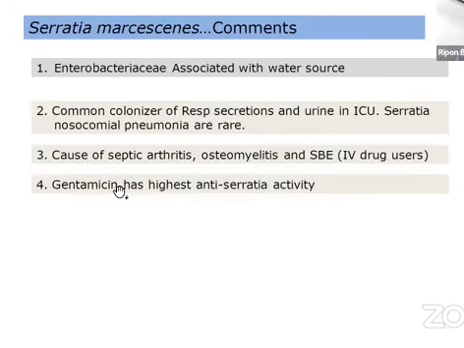You can see that gentamicin has the highest anti-Serratia activity. So Serratia is more susceptible to gentamicin.